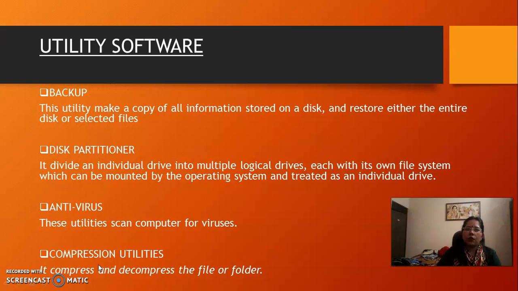Next one is compression utilities. File compression utility programs compress and decompress files that are not commonly used. The main advantages of compression are reduction in storage hardware, data transmission time and communication bandwidth. A compressed file requires significantly less storage capacity than an uncompressed file. So, compression utilities mainly compress and decompress files and folders.